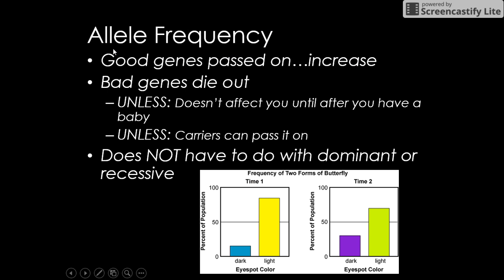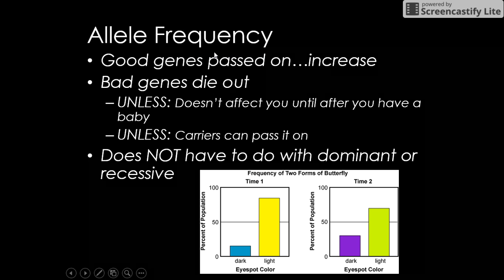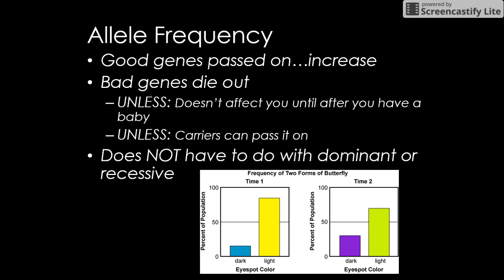First things first, this thing called allele frequency. Make sure you're writing these notes in the box on your handout. All this means is that the good genes are passed on, so the population will increase. The bad genes, or the genes that don't help, will die out. So for example, if you're good at camouflaging, that is a good gene. You're more likely to live longer, so your population will increase.